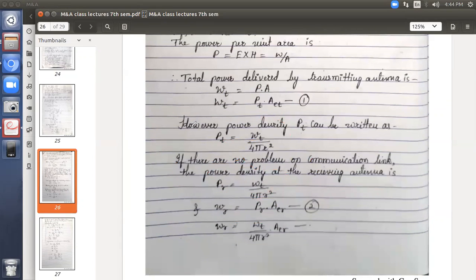However, if there are no losses, this is an equation which you have studied while dealing with the beam angle. There I had told you for a sphere, power density is power flow divided by area. Area, for a sphere, is 4 pi r square. So PT is equal to WT by 4 pi r square. If there are no losses on the link, PT and PR both will be equal. Whatever is transmitted, the same will be received.